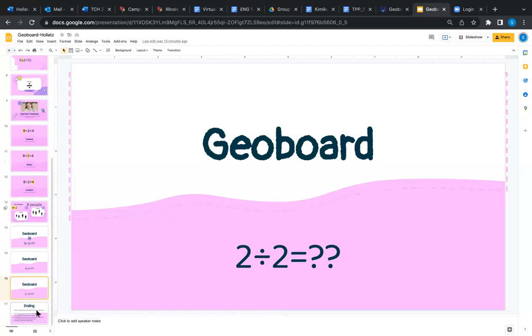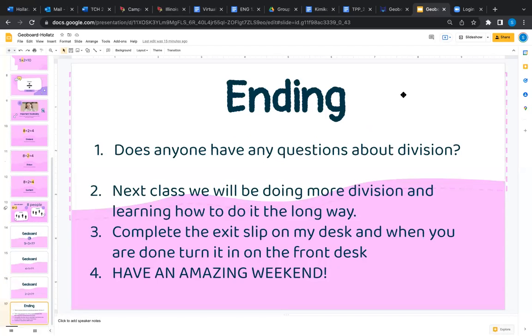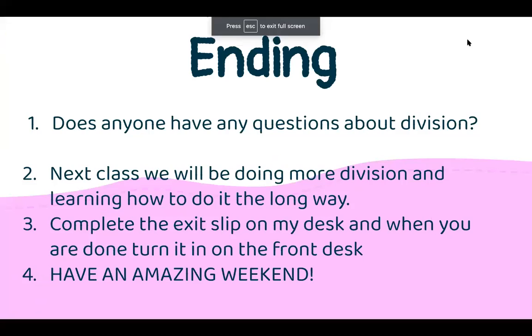So lastly, does anyone have any questions about division, about multiplication, anything? So the first number in the equation is the dividend. The second number in the equation is the divisor. And the solution is the quotient. So you have the dividend, the division sign, the divisor, the equal sign, and then the quotient.